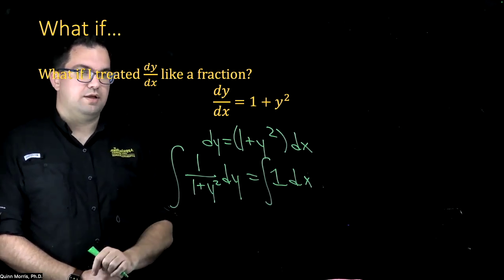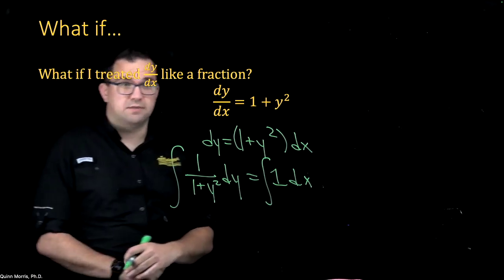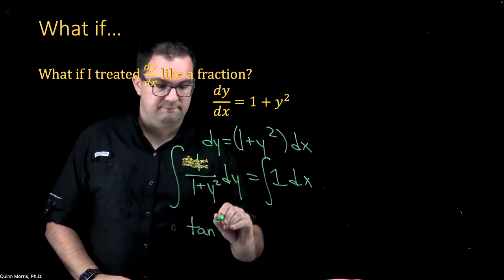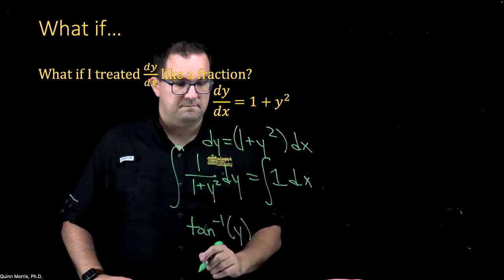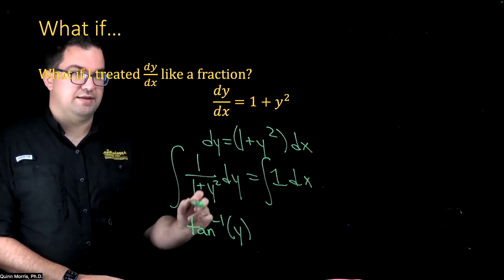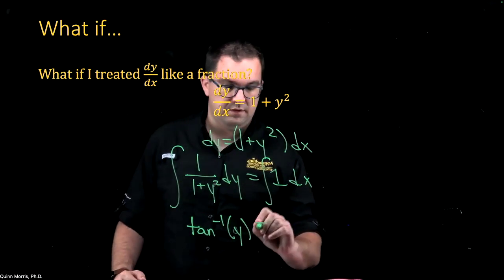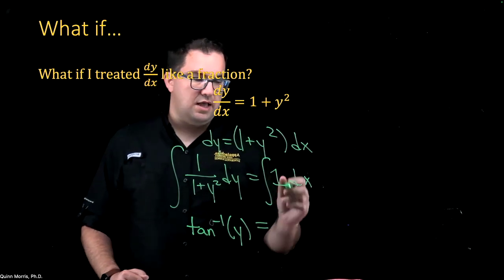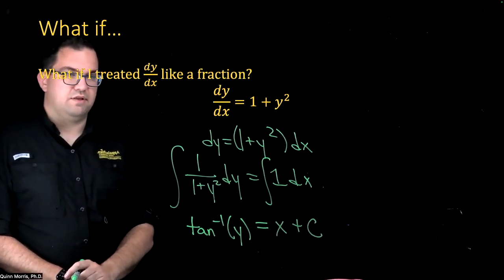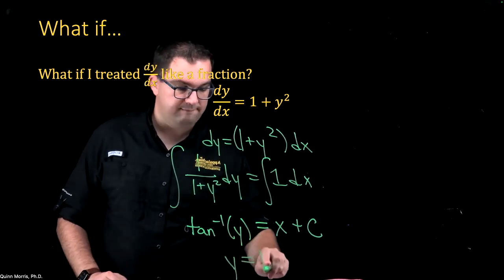Now, if you look at this, there are two ways to think about this integral on the left-hand side. You could say, oh, that looks like a trig substitution, and it is. Or you could just recognize that this integrand is the derivative of tangent inverse. So its antiderivative should be tangent inverse of y. And on the right-hand side, the antiderivative of 1 is just x. And we'll pick up a constant of integration. And now I can solve for y by taking tangent of both sides.